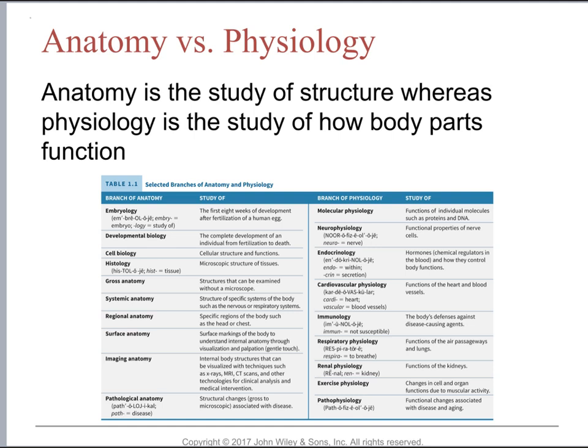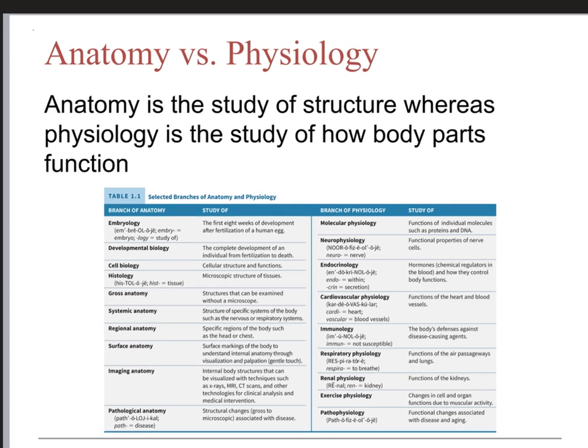So we can start at embryology. Again, it is the structure, what's going on within the first 8 weeks of development. Cell biology we will look at, which is cellular structure and functions. Histology is going to be a word we're going to use again and again throughout AP1 and AP2, which is analyzing the microscopic structure of tissues. Gross anatomy is structures that can be examined without a microscope. Systemic anatomy, so structures of specific body systems. Regional anatomy. And one of the most important ones is here, surface anatomy.